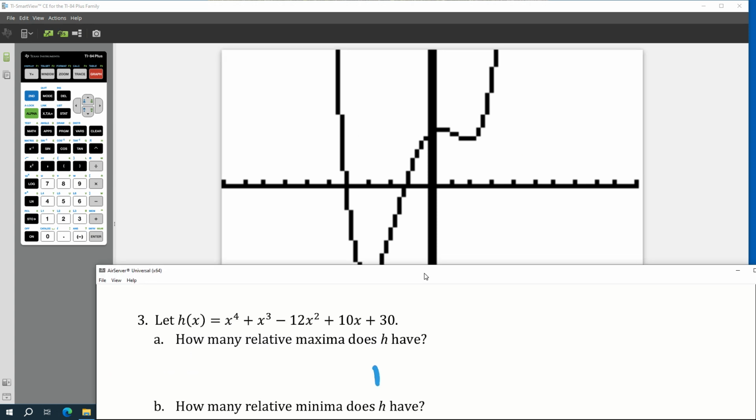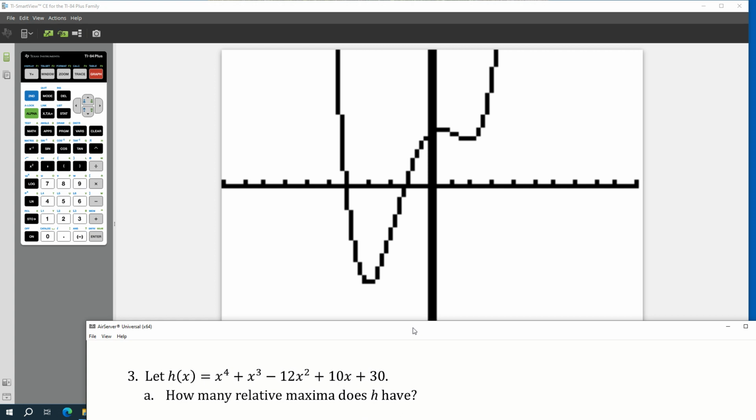All right, the next question. How many relative minima? What do you think? 2.